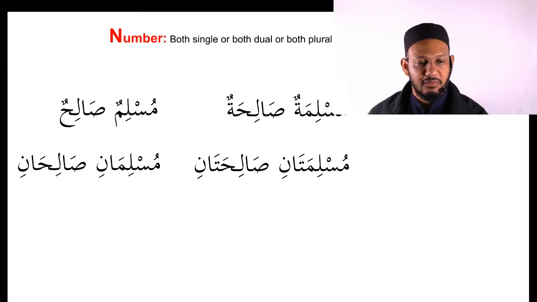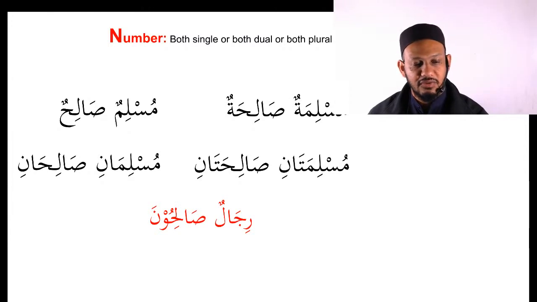They can be single, muslimatun salihatun, or dual, muslimatani salihatani, or they can be plural, rijalun salihuna. It doesn't matter what type of plural. It's just that they're both plural. Like rijalun is a broken plural and salihuna is a sound plural. It doesn't matter.